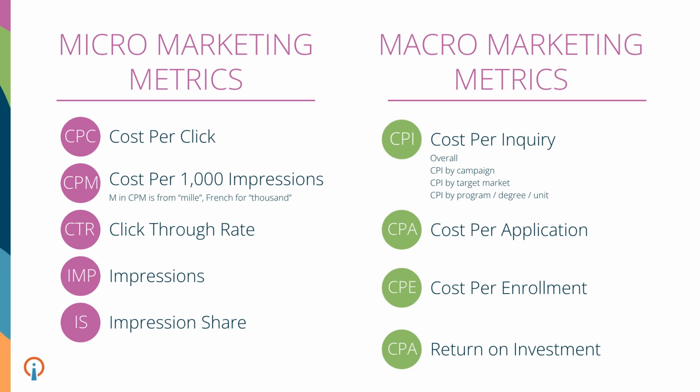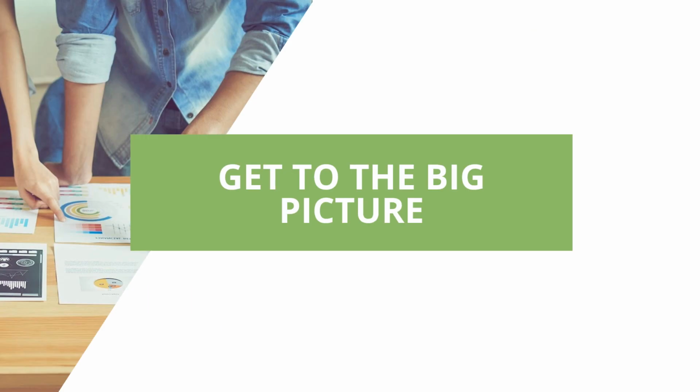Whereas your macro metrics are a little bit more business focused. They're going to truly demonstrate the performance of your marketing ultimately to your administration. So again, what we tend to see your administrative teams care about are cost per inquiry, cost per application, enrollment, and ultimately what we really want to know is return on investment.